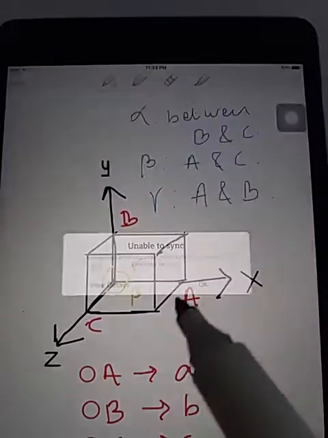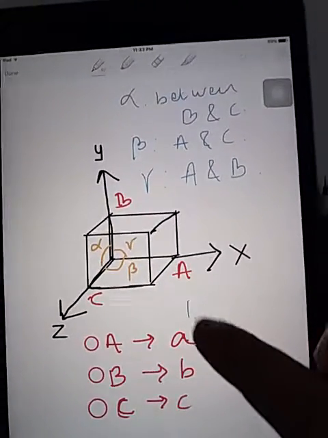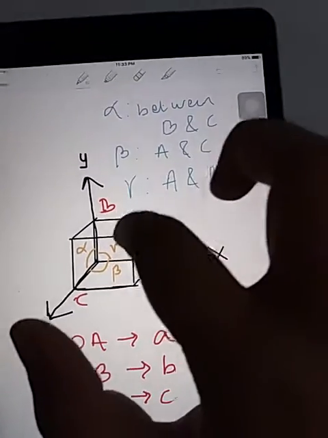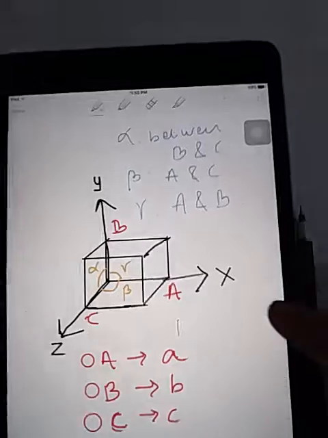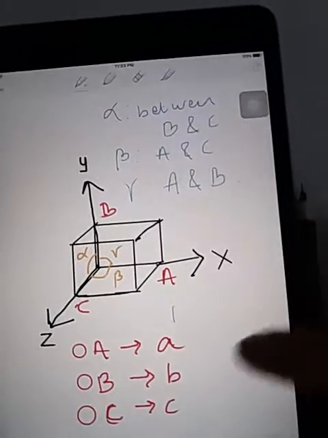Let's see the angle between A and C. The angle between A and C is beta. So in this way, this is a trick. Here OA is A, OB is B and OC is C. I hope you will be getting what is O. O is the middle one, I have not written. So alpha between B and C, beta A and C, gamma A and B.